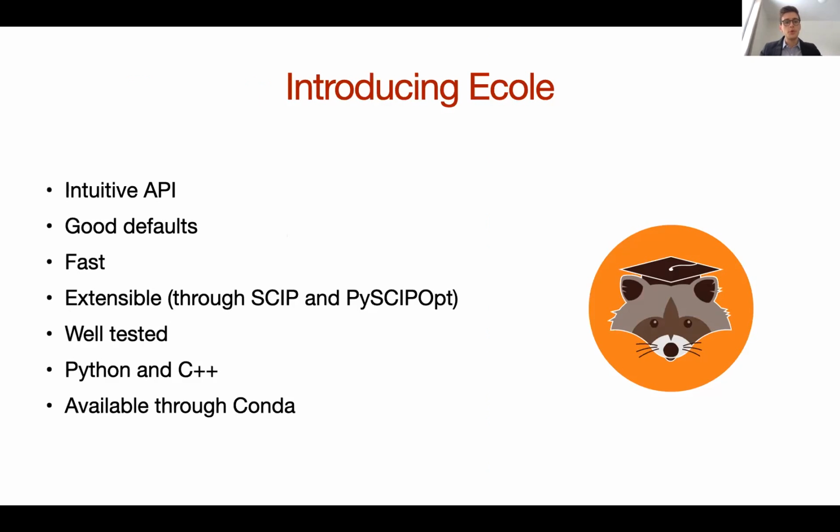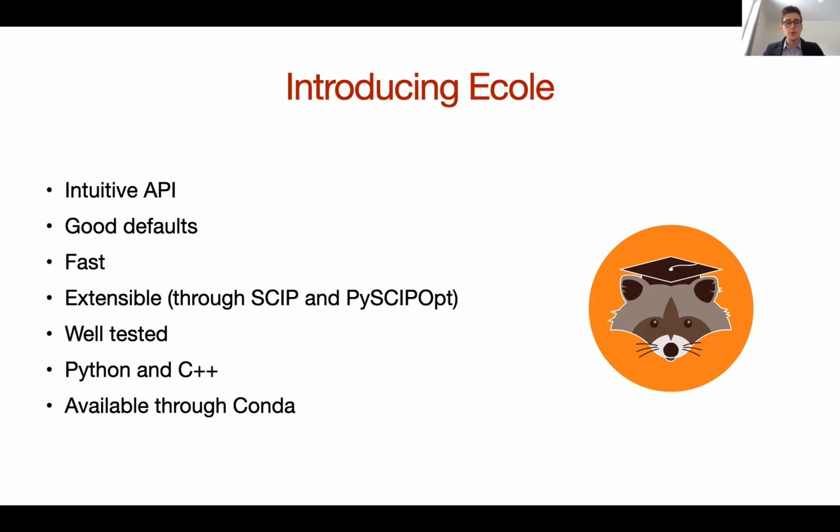So this is what we want to bridge with Ecole. We want to provide an easy way to get started in this field with a good API, good defaults, something that is going to be fast and robust, but at the same time also extensible, so that we don't push too much our own ideas of what this type of research should be. It should enable the largest possible range of research on the topic.